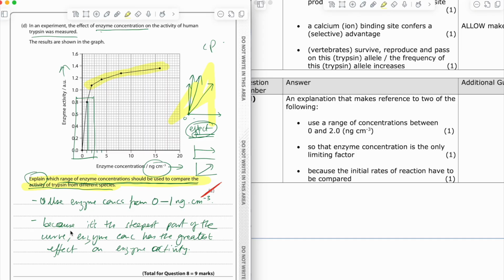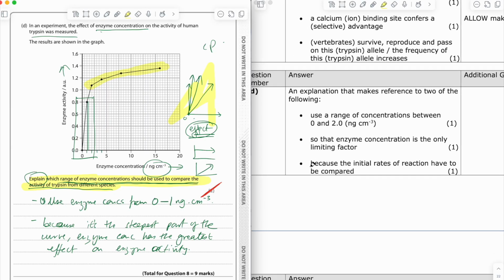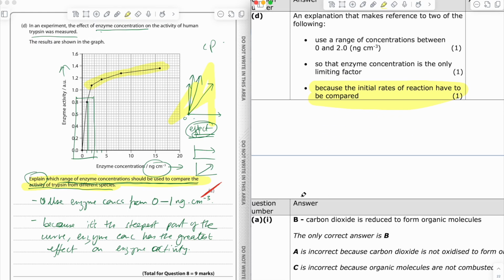If we're investigating enzyme concentration, we want the enzyme concentration to be the limiting factor. What I should have noticed is that because there's a leveling off above 2, anything below 2 is okay, because below 2 the enzyme concentration is the limiting factor. Above 2, something else has become the limiting factor. Okay, and I don't know if I would have said this, but initial rates of reaction have to be compared.